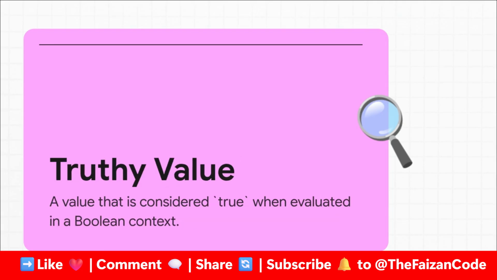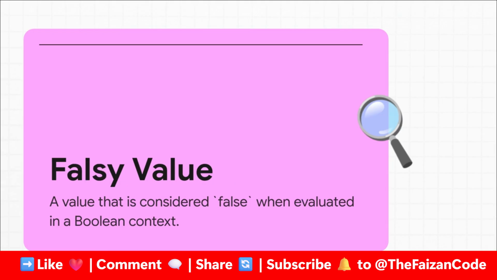Okay, so when JavaScript finds itself in one of those Boolean contexts, it has to make a choice. A truthy value is pretty much any value that JavaScript looks at and says, yep, for all intents and purposes, this is true. And you'll be surprised, most values in JavaScript actually fall into this camp. And then, of course, you have the other side of the coin, falsy values. Now here's the secret. This is a very small, specific list of values that JavaScript treats as false. And honestly, the whole trick to mastering this topic is just memorizing that short list.